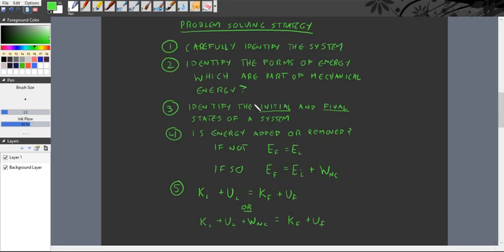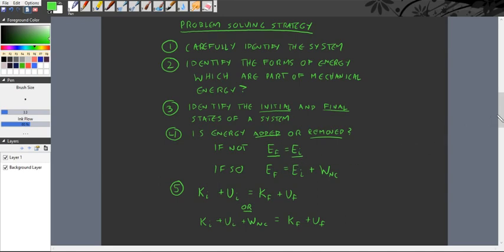Okay? Step 3 is going to be to identify the initial and final states of your system. Okay? Where is your initial point and where is your final point? This whole idea is comparing the initial and final states and comparing the initial and final energies, whether it's total energy, potential energy, or kinetic energy. All right, now step 4. You have to figure out if energy is being added or removed from the system. If it's not, then your total mechanical energy is conserved, and we can say the final energy is equal to your initial total mechanical energy.